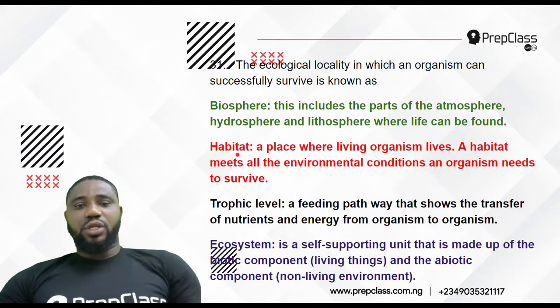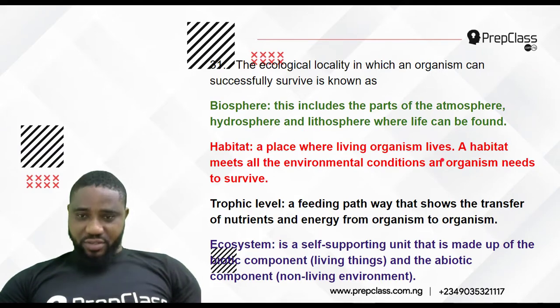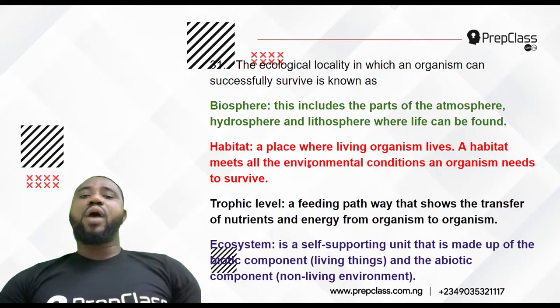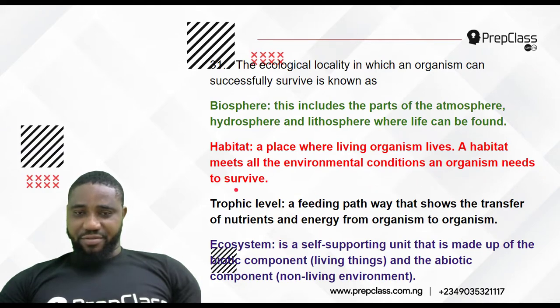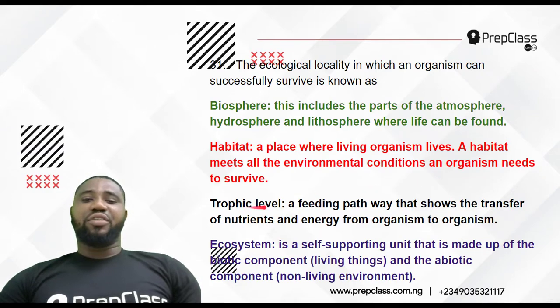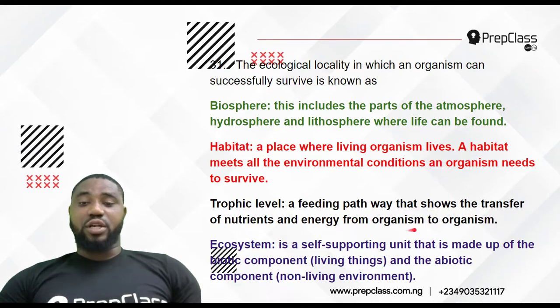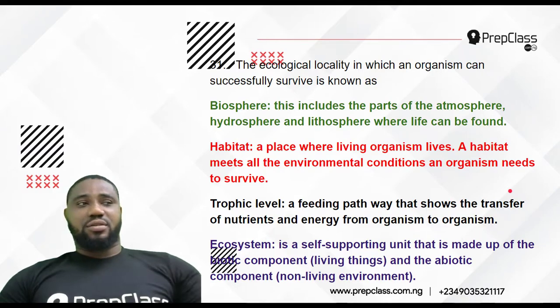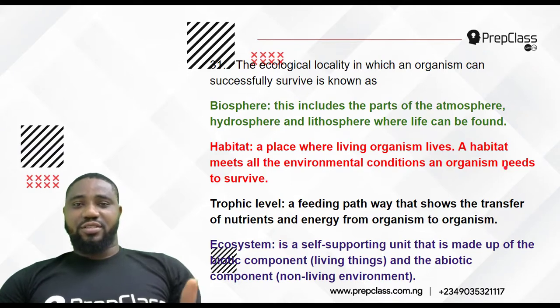Habitat. Habitat is the place where a living organism lives. A habitat meets all environmental conditions an organism needs to survive. I believe we've seen our answer. Trophic level is a feeding pathway that shows the transfer of nutrients and energy from organism to organism. Like grass manufactures its food through photosynthesis, zebra feeds on grass, lion feeds on zebra. When the lion dies, vulture feeds on lion. When the vulture dies, microorganisms decompose the vulture. That feeding pathway is trophic level.